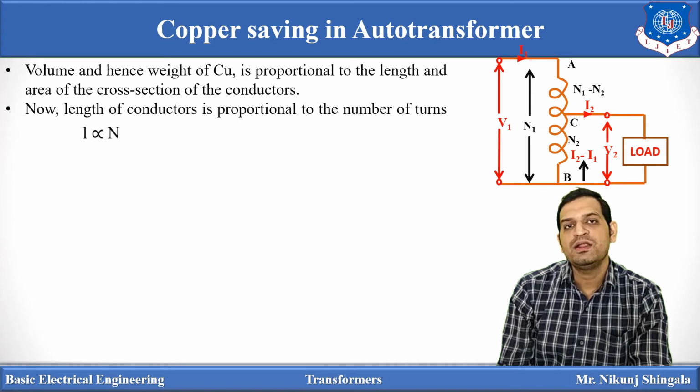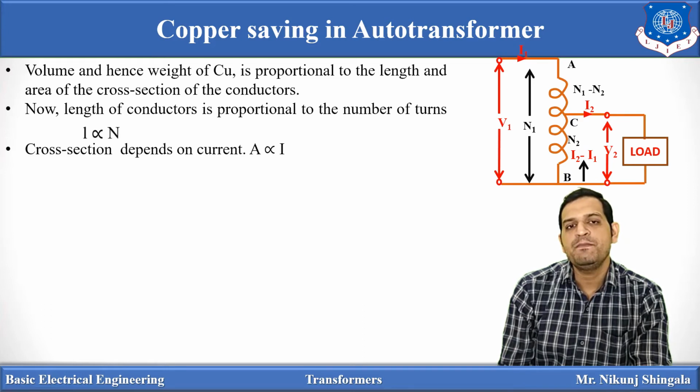Now, length of the conductor is directly proportional to the number of turns, because as the number of turns of the conductor increases, the length also increases. Cross section area depends on the current. If cross sectional area is reduced, then resistance increases, and when resistance increases, current decreases. If cross sectional area is increased, resistance decreases, current increases. So ultimately cross sectional area depends on the current. So we can write A is proportional to I.